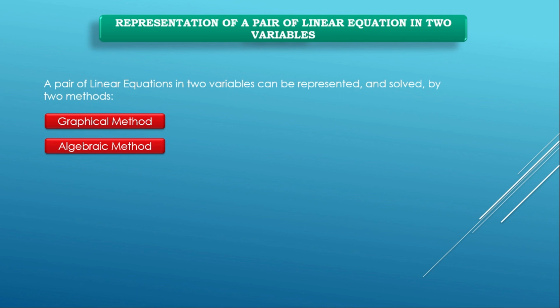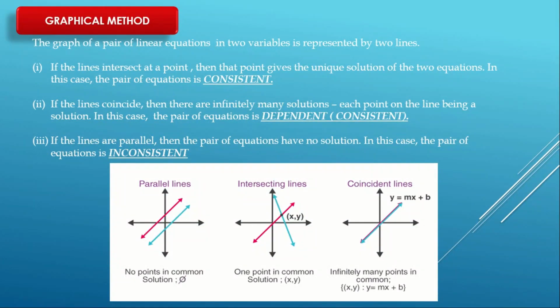Moving on to the representation of a pair of linear equations in two variables. A pair of linear equations in two variables can be represented and solved by two methods. One is the graphical method and the other is the algebraic method. Moving on to the graphical method. The graph of a pair of linear equations in two variables is represented by two lines. You can see here in the below three graphs, two lines are used to represent the graphical representation of two equations. If there are two equations, then there should be two lines.